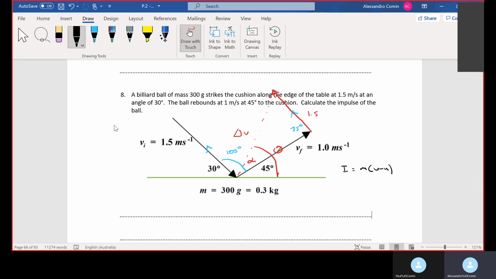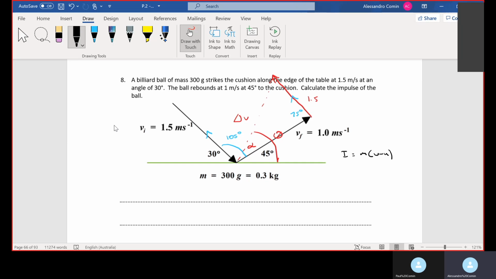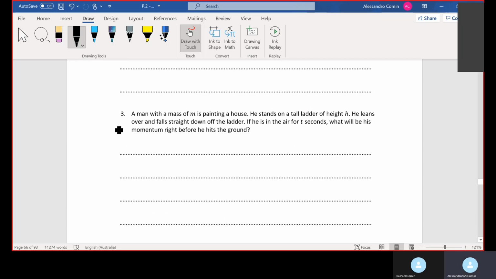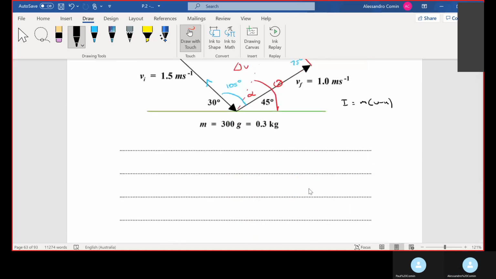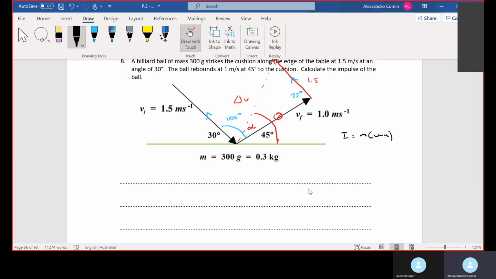But then after this, all we're going to do is follow the steps. So what were the steps? Just to revise: add the two velocity vectors together, being mindful to add the negative of the initial, draw the resultant, using Pythagoras or the cosine rule. We don't have a right-angled triangle, so we can't use Pythagoras, so we have to use the cosine rule. And that means that we need to use the sine rule to get the angle.